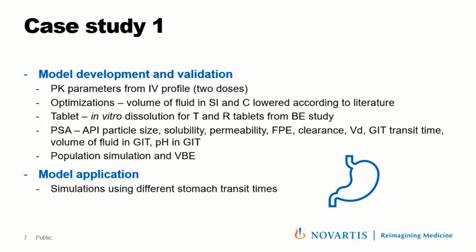For the simulation of tablet test and reference products, we used in vitro dissolution at pH 1.2, 4.5, and 6.8. To validate the model, some parameter sensitivity analysis was performed on API particle size, solubility, permeability, first pass extraction, etc. Also, a virtual population was simulated, and the results of the virtual trial were compared to data observed in vivo. After the model was validated, it was used to simulate in vivo dissolution using different stomach transit times.